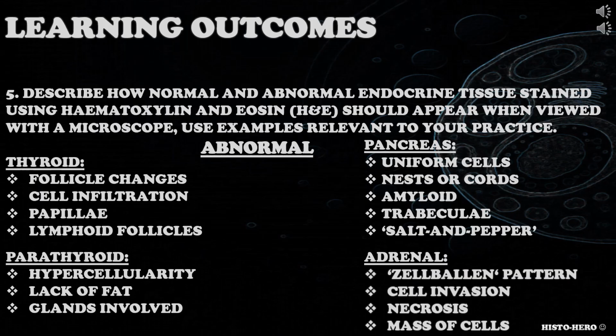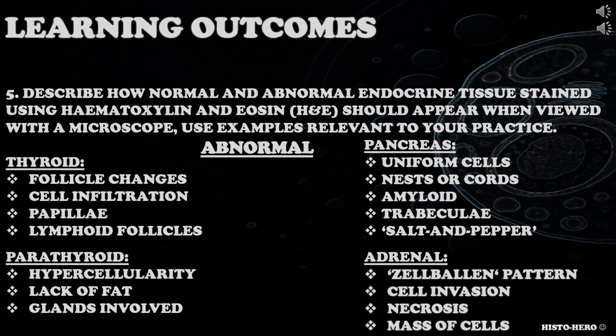Consider pancreas and presence of cells as solid nests or cords, salt and pepper chromatin in neuroendocrine tumors, amyloid deposition in stroma, cells arranged in trabeculae in insulinoma. Consider adrenal gland and presence of Zellballen pattern in pheochromocytoma, capsular or vascular cell invasion and necrosis in adrenocortical carcinoma, well-circumscribed mass of cells in adrenocortical adenoma.